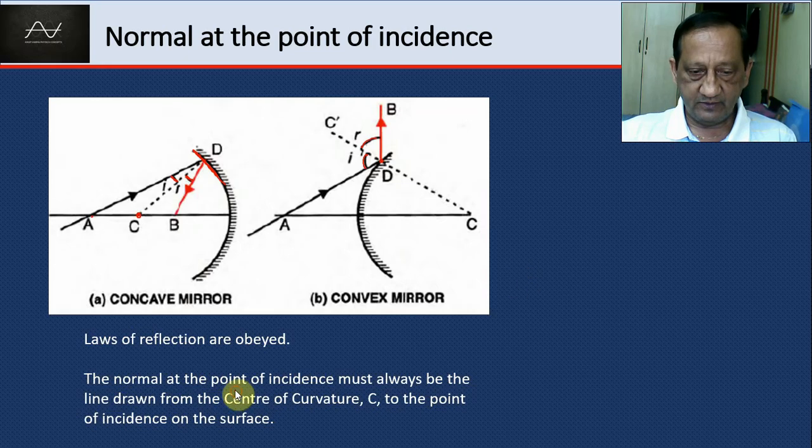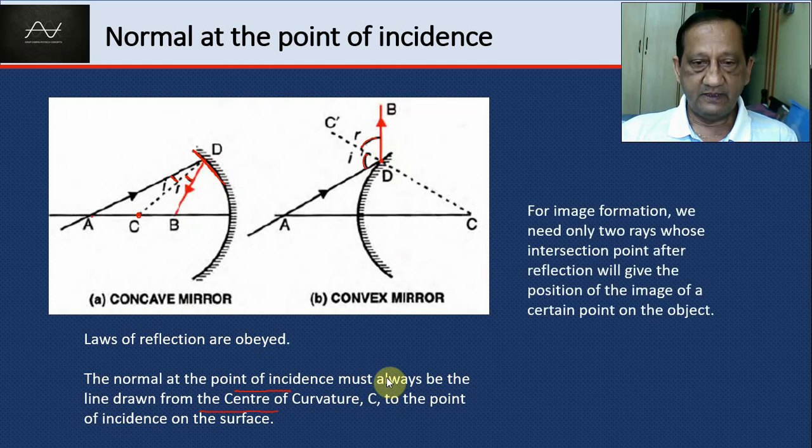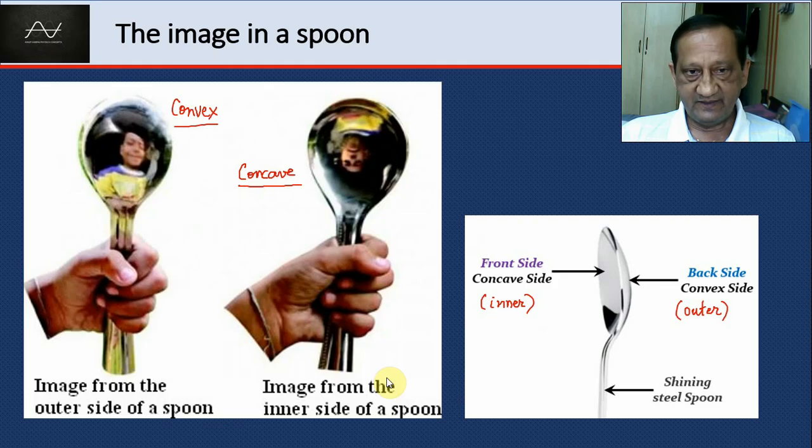The normal at the point of incidence must always be a line drawn from the center of curvature to that point. Now, let us discuss image formation. We need only two rays in order to construct the point where the image will be formed. We have at our disposal many rays, but we can do this very interesting experiment.